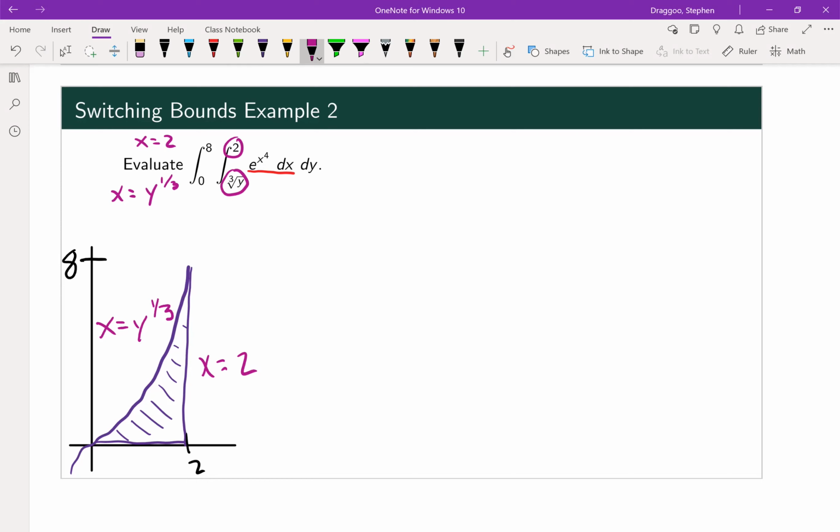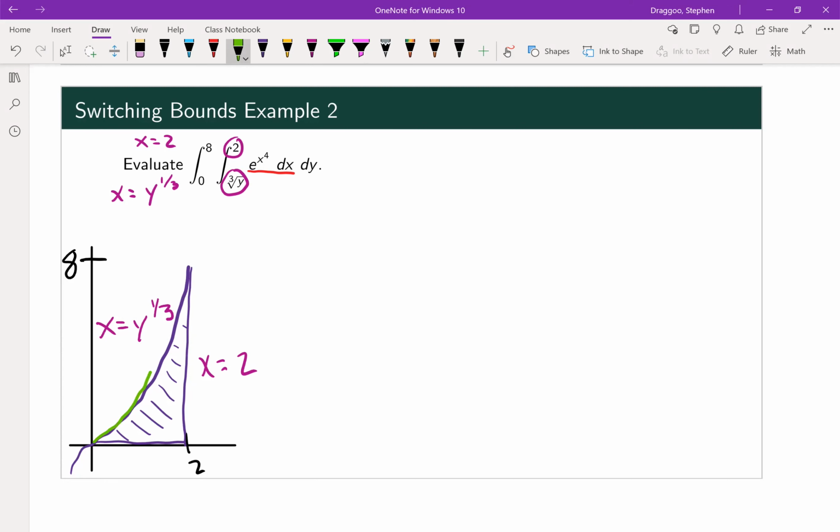So we just draw the cube root equation sideways to get the left bound. The right bound is just a vertical line, so that one's not too bad. And we're going to want to do the same thing we did last time: rewrite this in terms of a top and a bottom boundary instead of a right and a left boundary.